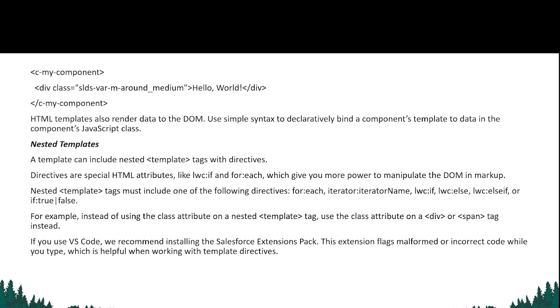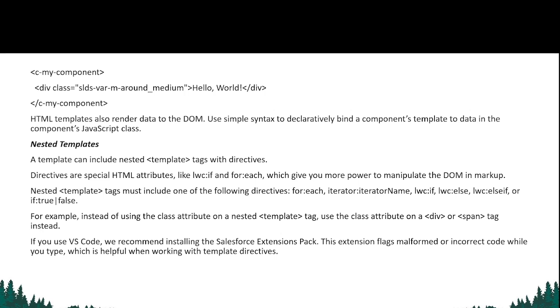Now I have the nested templates. A template can include nested template tags with directives. So the directives are simply HTML attributes like lwc:if, or for:each, which give you more power to manipulate the DOM in the markup. Now I have the nested template tags, that is including one of the following: for:each, iterator:name, lwc:if, else, or true or false. Now instead of using the class attribute on a nested template, I am using the class attribute on a div or a span tag.